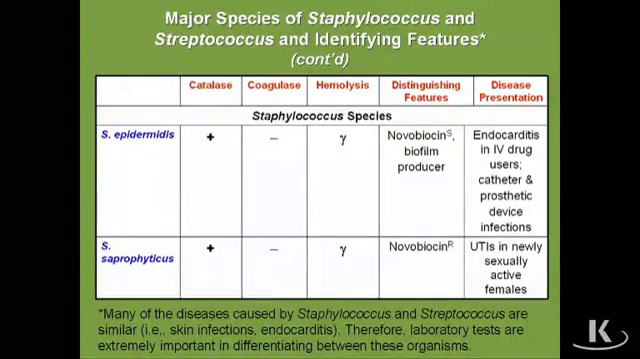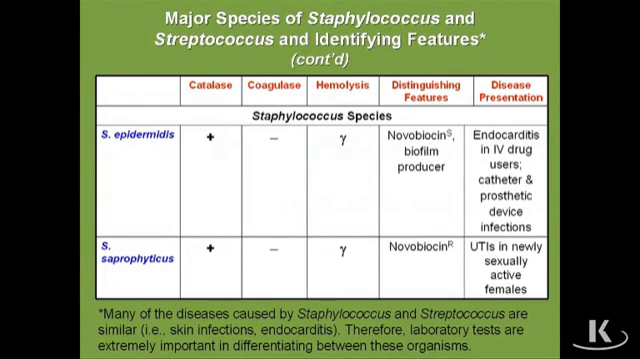So that's really important. Now, as you look down at epi and saprophyticus, you'll notice that those are also catalase positive. But as I mentioned before, they do not have a coagulase, so they won't clump that rabbit serum. And unlike Staph aureus, that's beta hemolytic, Staph epi and Staph saprophyticus are what we call gamma hemolytic. Now, gamma is a little bit of a misnomer because gamma means that there's actually no hemolysis at all. So instead of saying non-hemolytic, they just call it gamma.